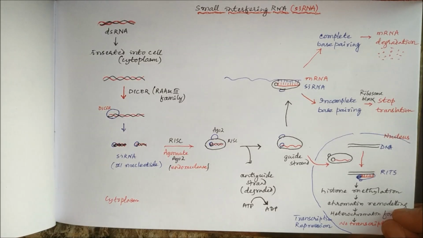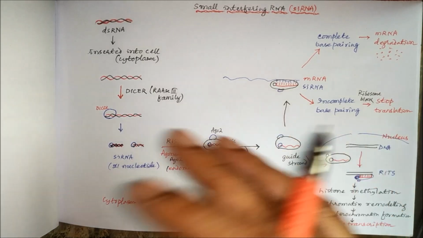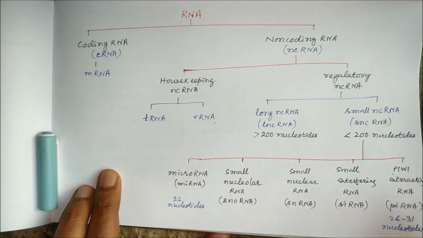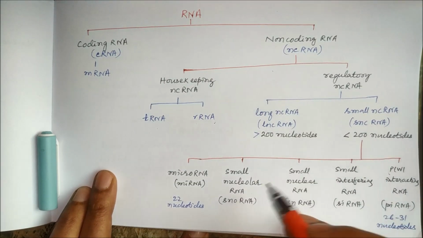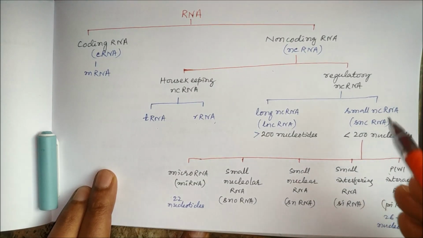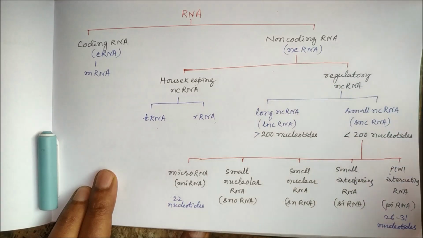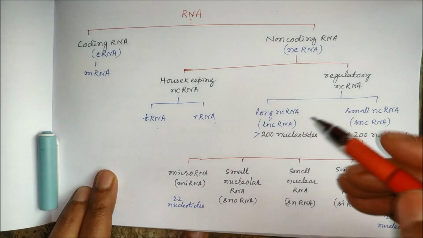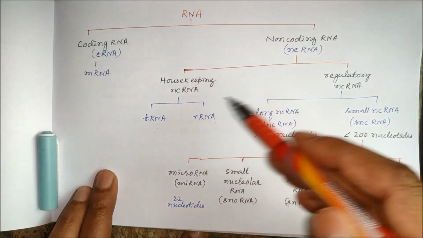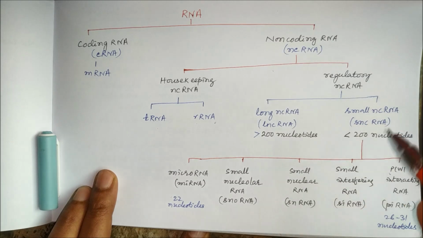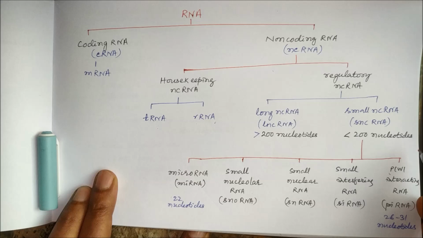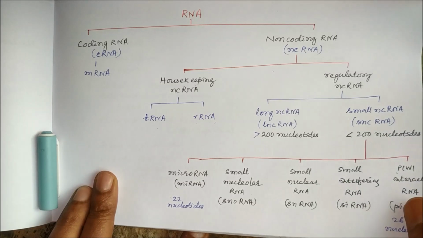And non-coding RNA, we can have two types of RNA, coding RNA and non-coding RNA. Messenger RNA is the coding RNA and the siRNA is the non-coding RNA. And non-coding RNA are derived from the intron part, whereas the coding RNA are derived from the exon part. And this non-coding RNA can be housekeeping or regulatory and can be long, lengthwise more than 200 nucleotides, or small, less than 200 nucleotides. And siRNA is a type of small non-coding RNA.